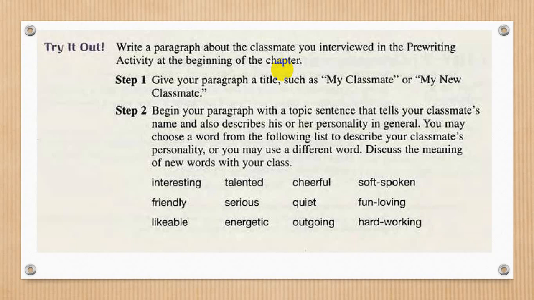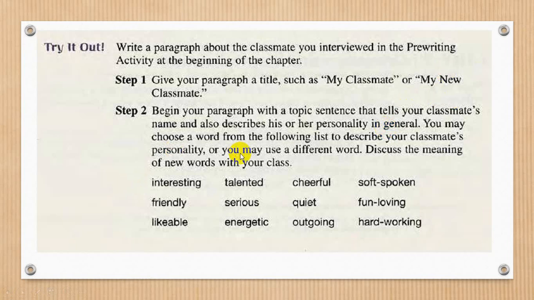So the first step is to give your paragraph a title. ننطي الparagraph عنوان. For example, my classmate or my new classmate or you can choose another title. For example, my new colleague. Colleague يعني زميل. Step 2, begin your paragraph with a topic sentence. الخطوة الثانية انه نبدأ الparagraph بالtopic sentence, بجملة العنوان. Okay, اللي تحتوي على اسم زميلك that tells your classmate's name, and also describes his or her personality in general, واللي تصف لنا شخصيته بشكل عام.